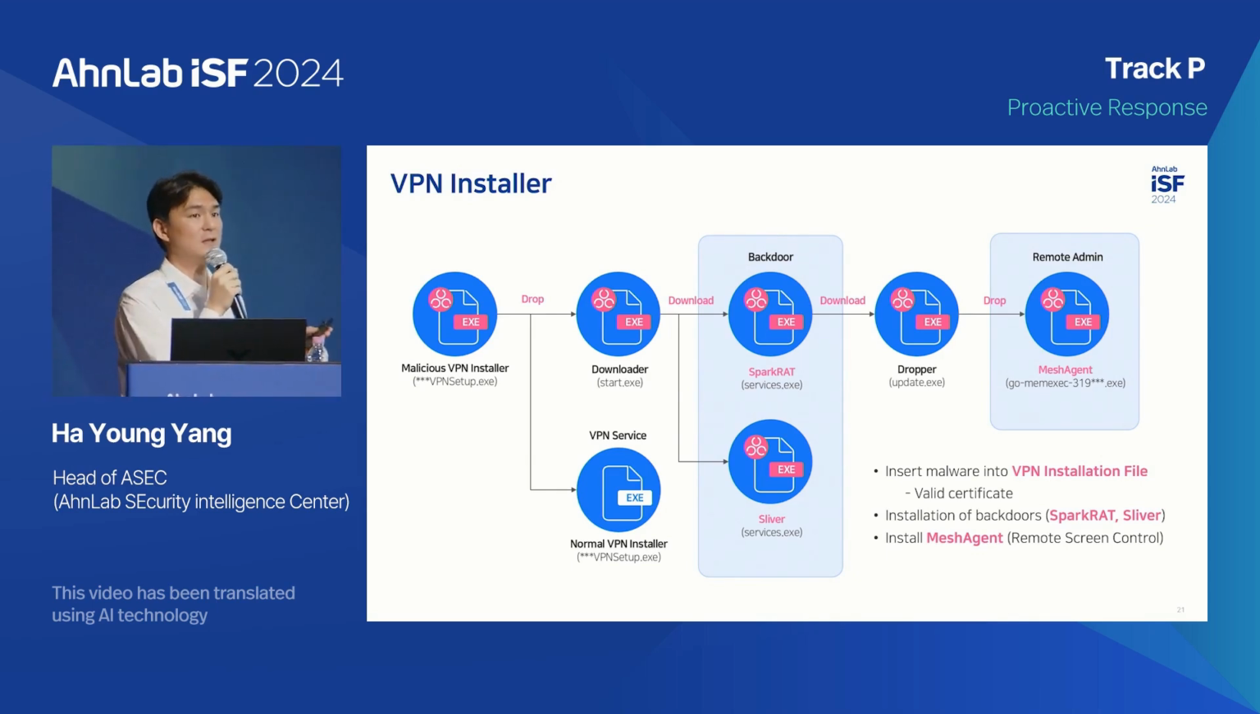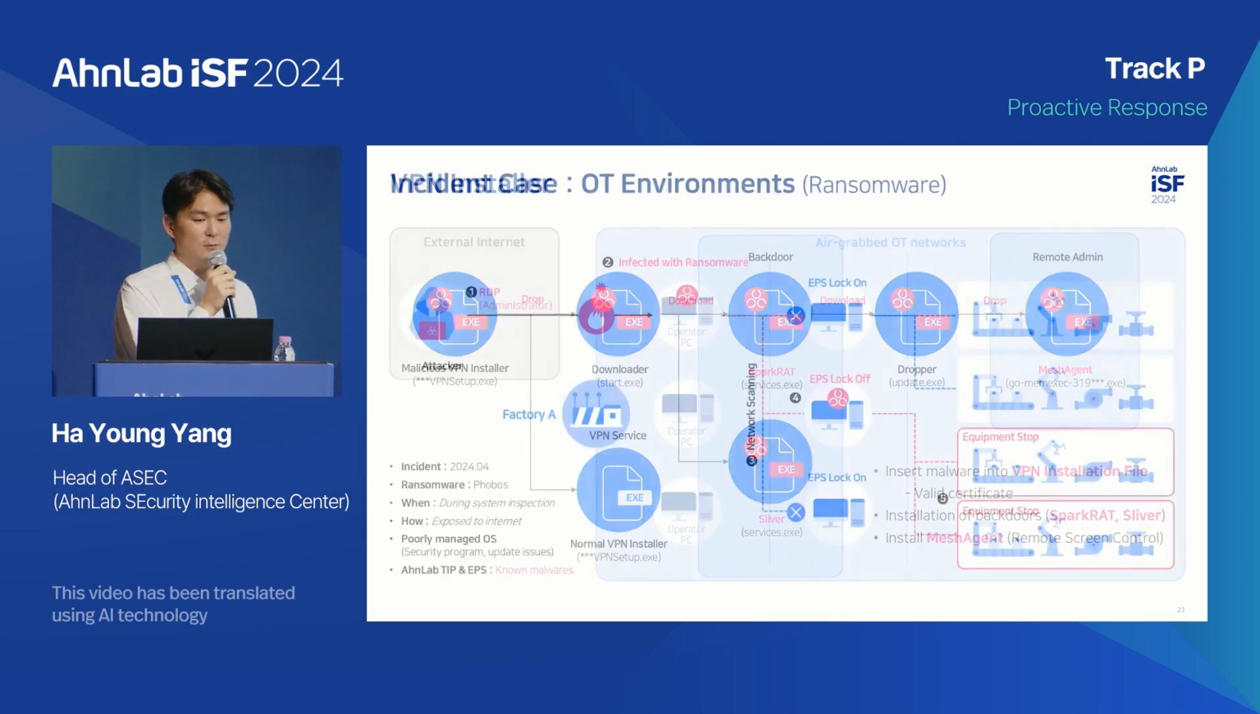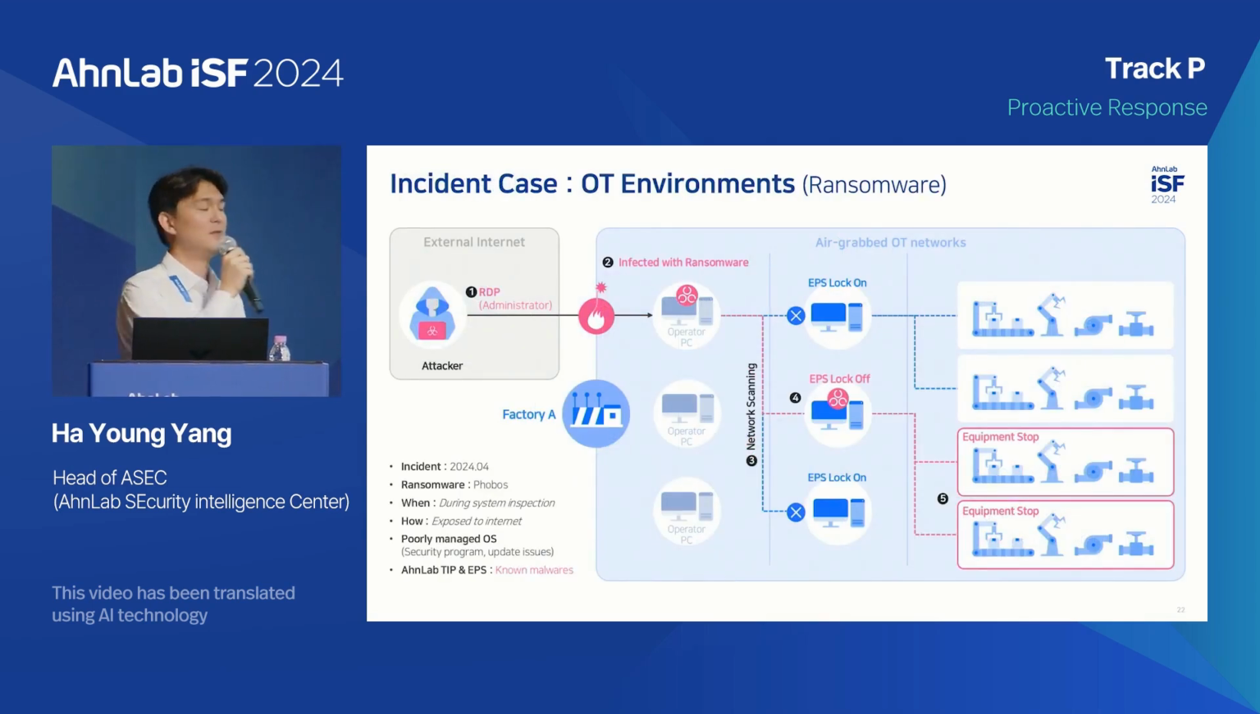You can see that a large number of small VPN providers are facing these attacks. So, the malware is named SparkRat, Silver, and Mesh Agent, and we can confirm that various backdoor functioning malware has been distributed. And this is a case where ransomware was infected in an OT environment.